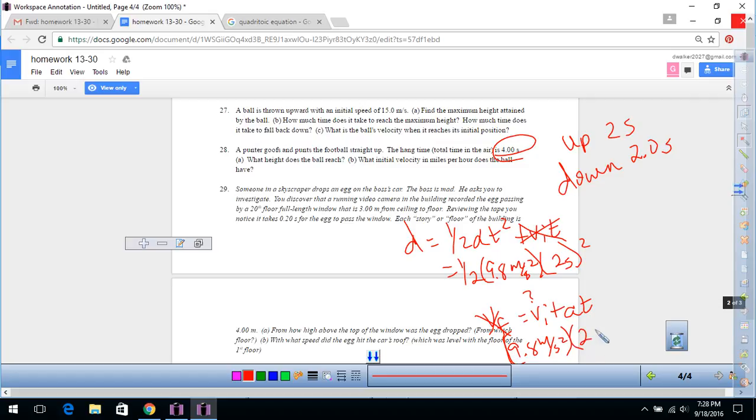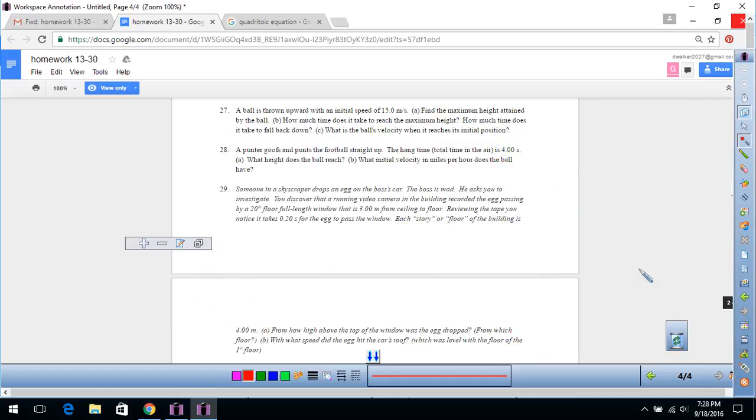T is 2 seconds, so there's my initial speed in meters per second, but you got to take that 19.6 meters per second and change it to miles per hour. So that's just some dimensional analysis practice, no big deal. Alright, I'm going to pause and see what this little AP one is about.